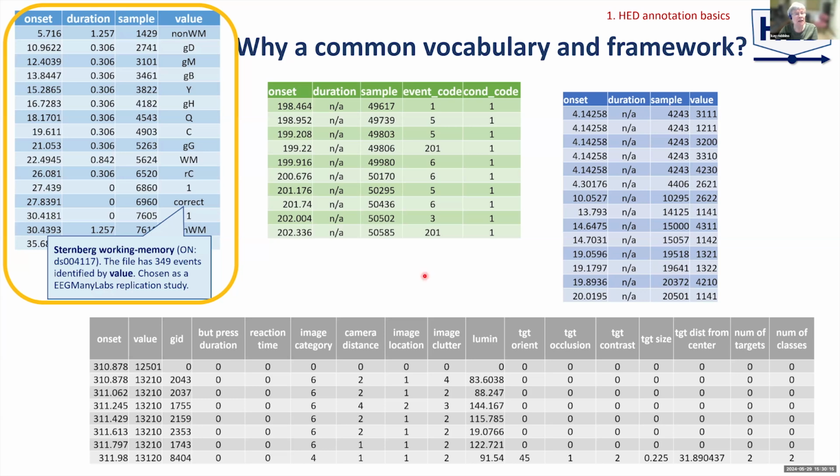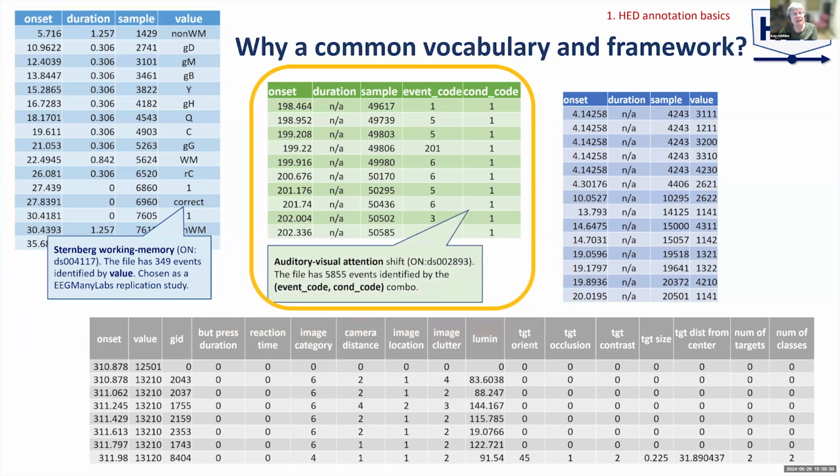But you still don't know what those codes mean unless you very carefully read the paper. And the paper doesn't really say what GH means. So you have to sort of know, if you don't have HED annotations. Here's another example from Scott's lab. This is the auditory visual attention shift. And here the event codes were coded in 2 columns. So the event code column has a different meaning depending on what the condition code is.